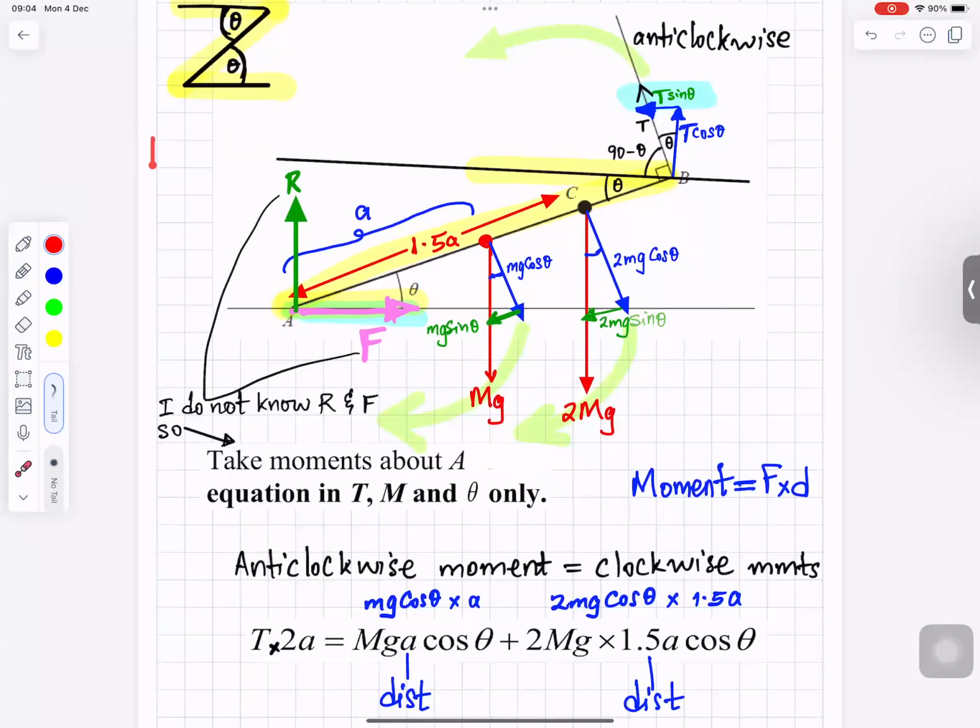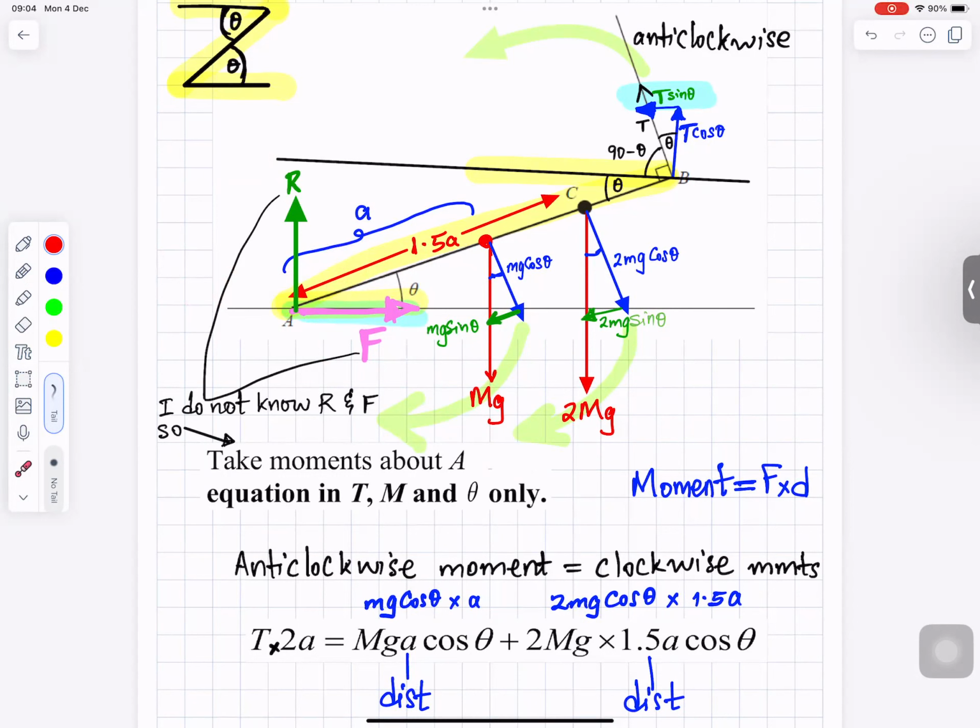So their moment is force times the distance. So the force of R times the distance of 0 will be 0. And for the F, the moment of F is the friction F times the distance, which is 0, is 0. So these two will be 0, which makes the question easier to do. So take moments about A.